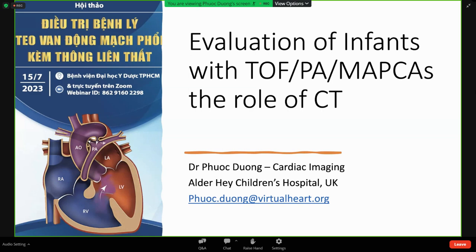And today I'm talking about mainly the role of CT, because MRI is not actually playing such a big role in this case for imaging planning. MRI has a different role in terms of the diagnosis and assessment, mainly function and shunt quality. But CT is the best modality to look at the anatomy in greater details for planning.